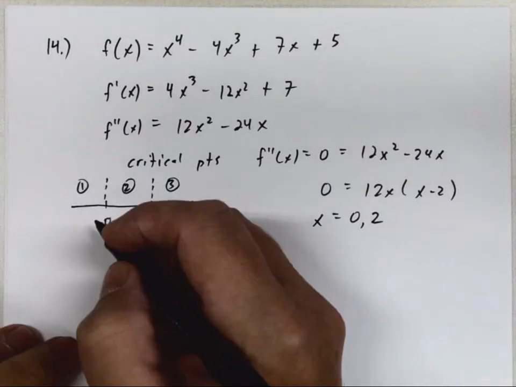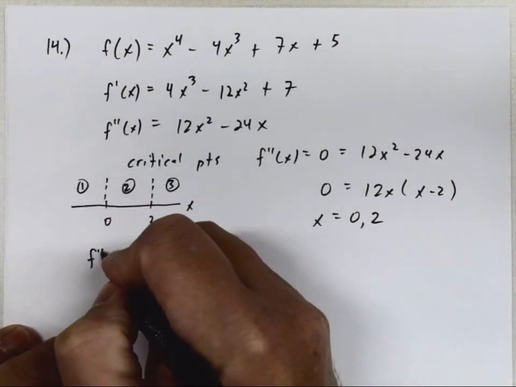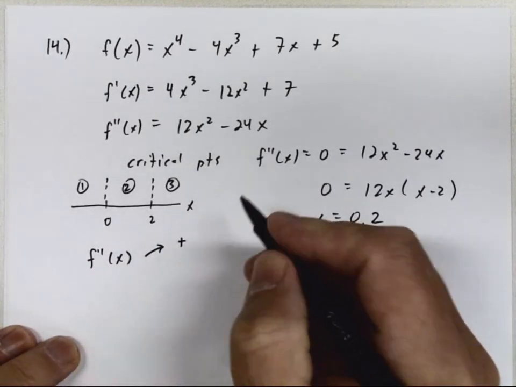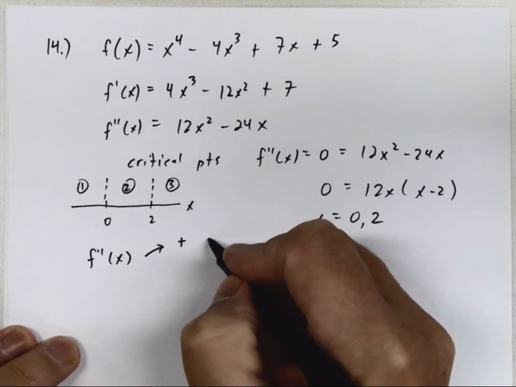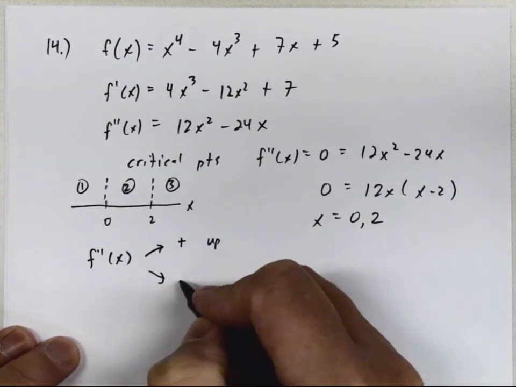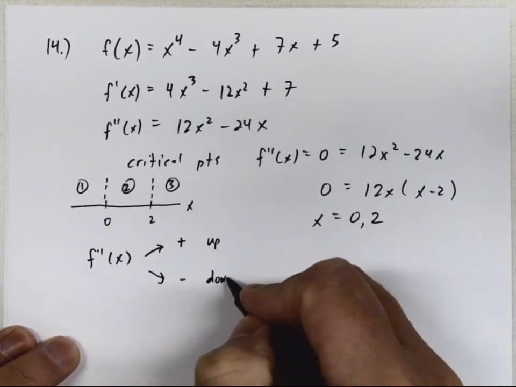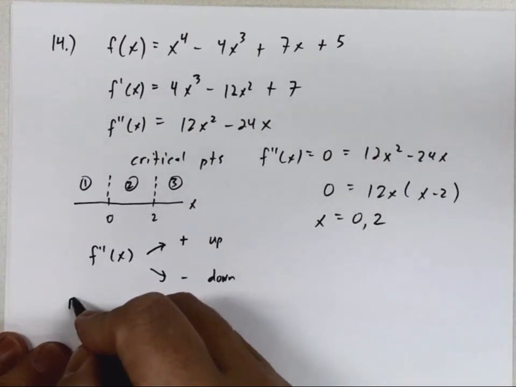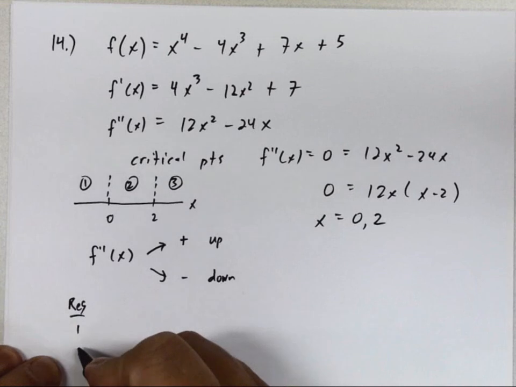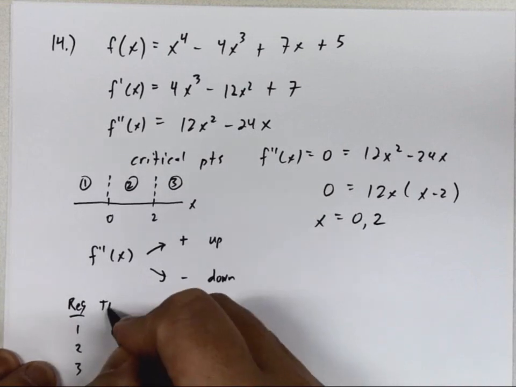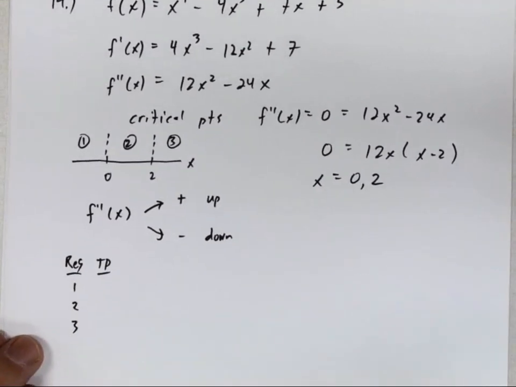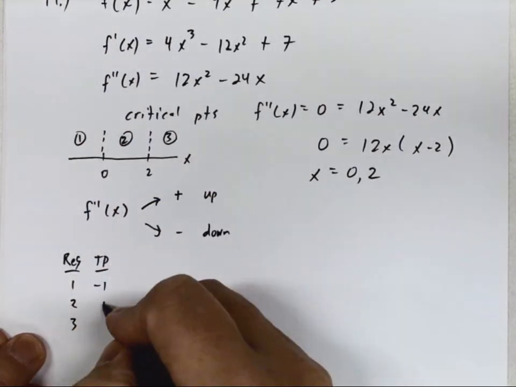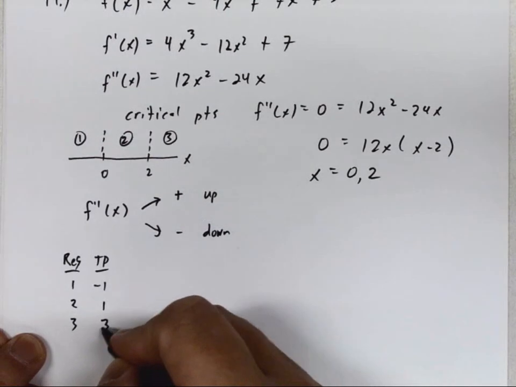And the key is, with the second derivative, if the second derivative is positive, then that's concave up. If the second derivative is negative, then that's concave down. So let's create our little sign chart here. So I have 3 regions. Pick a test point in each region. So in region 1, I'll choose -1. Region 2, I'll choose 1. Region 3, I'll choose 3.